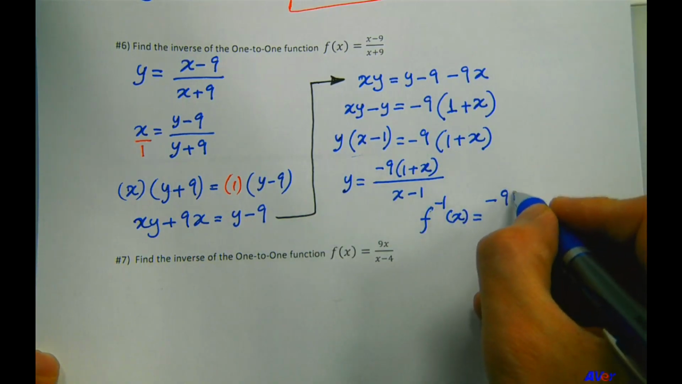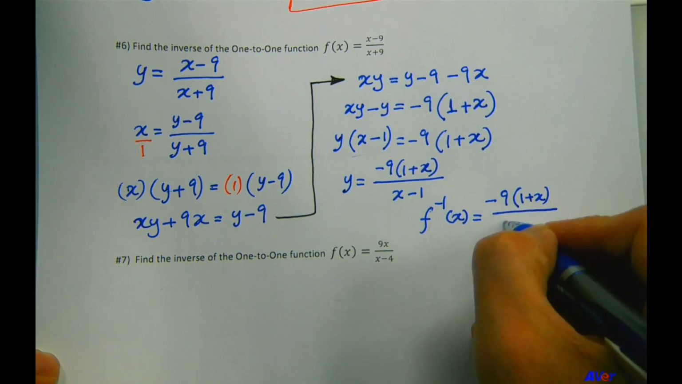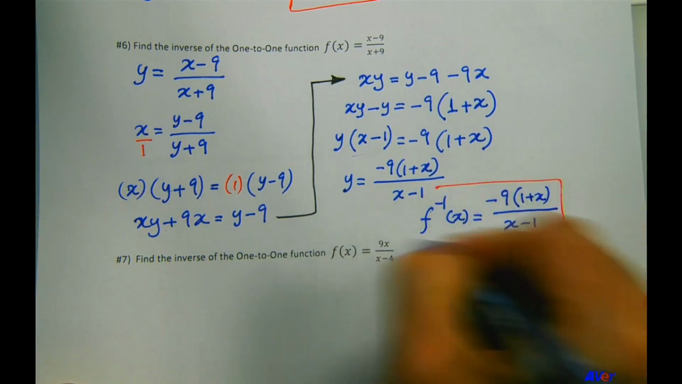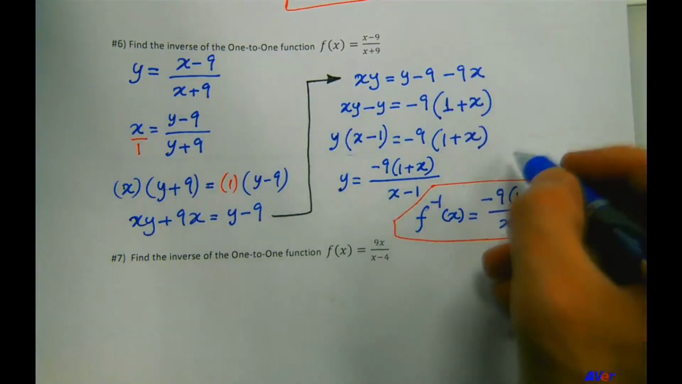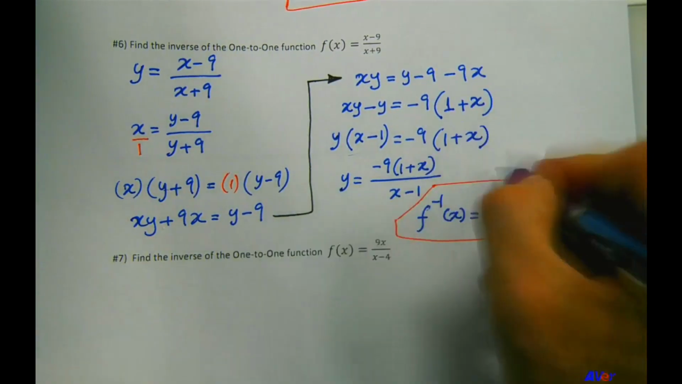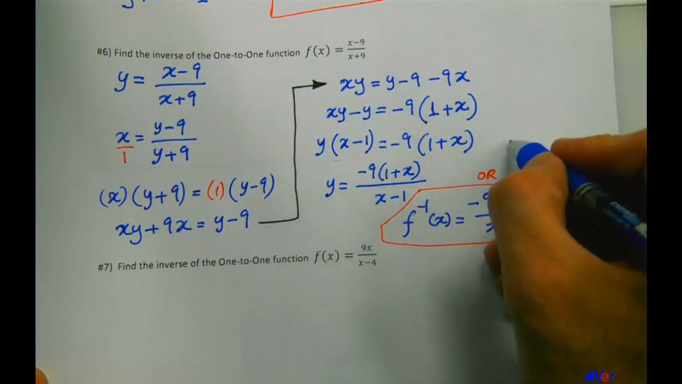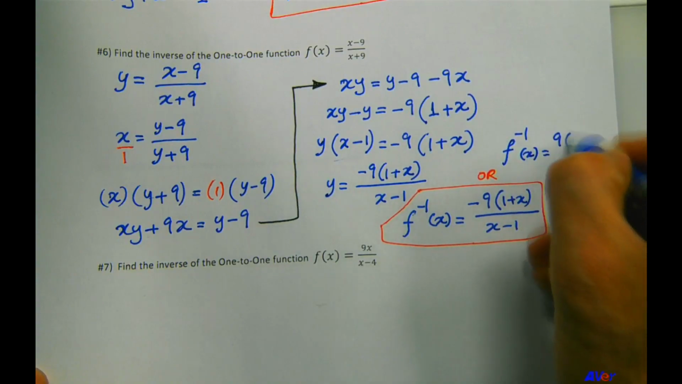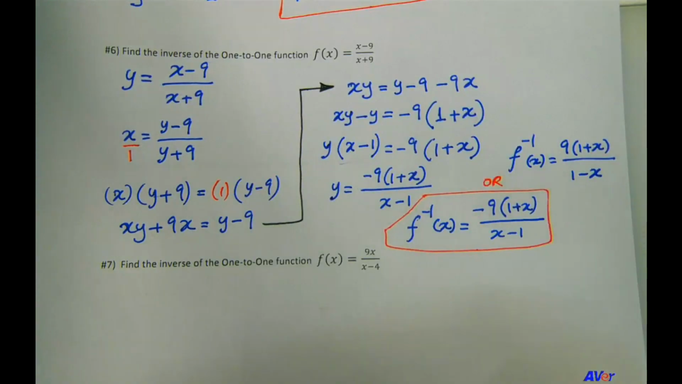So minus 9 times 1 plus x divided by x minus 1. So this is one possible correct answer. But on your paper, if in your own solution you had this answer, you're also correct. So f inverse of x equals 9 times 1 plus x divided by 1 minus x. If you have that answer, you're also correct.